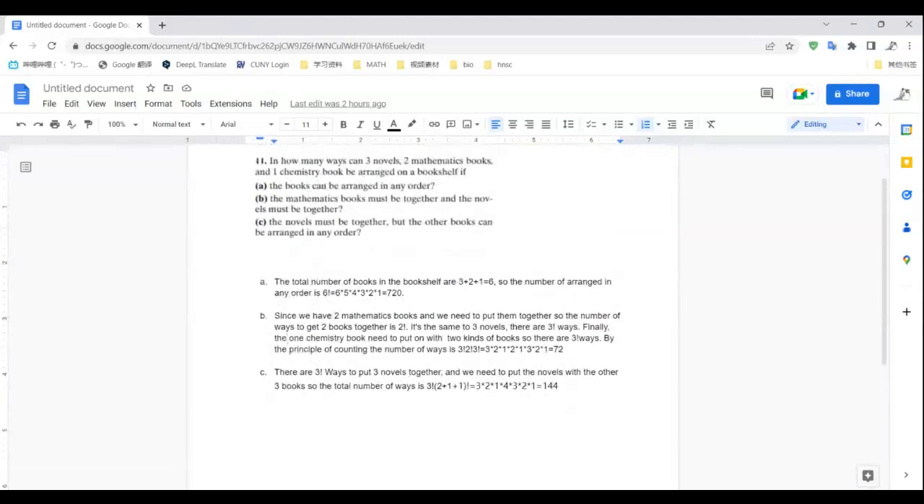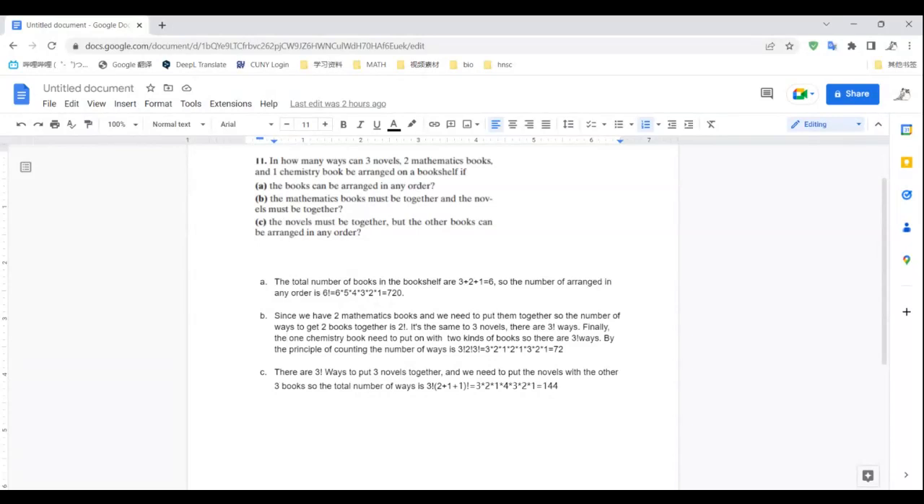For question B, the mathematics books must be together and the novels must be together. Since we have 2 mathematics books and we need to put them together, the number of ways to get 2 books together is 2 factorial. It's the same for the 3 novels. There are 3 factorial ways. Finally, the 1 chemistry book needs to be placed with the 2 kinds of books. So there are 3 factorial ways. By the principle of counting, the number of ways is 3 factorial times 2 factorial times 3 factorial, which is 72.